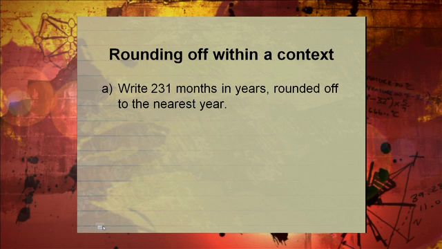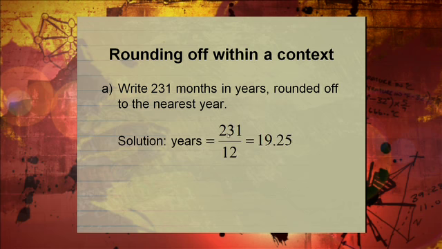Okay, example 1. A, write 231 months in years, rounded off to the nearest year. You have 231 months. Convert them to years. It simply means that. Good. What do we do? Months, when you convert to years, what do you do? Divide by 12. There are 12 months in 1 year. This is why we go 231 divided by 12.